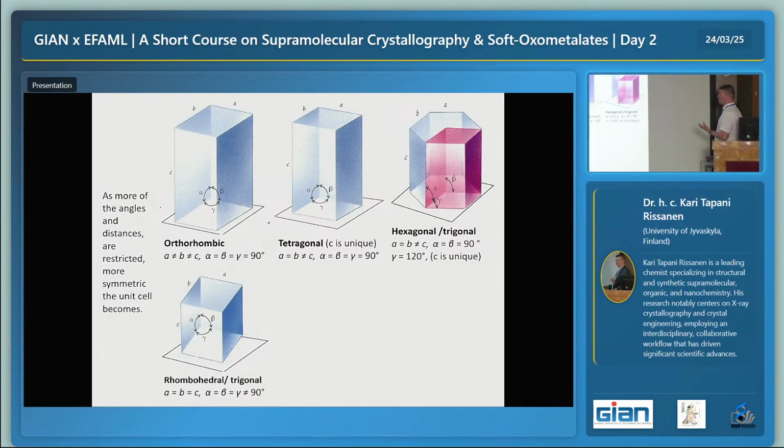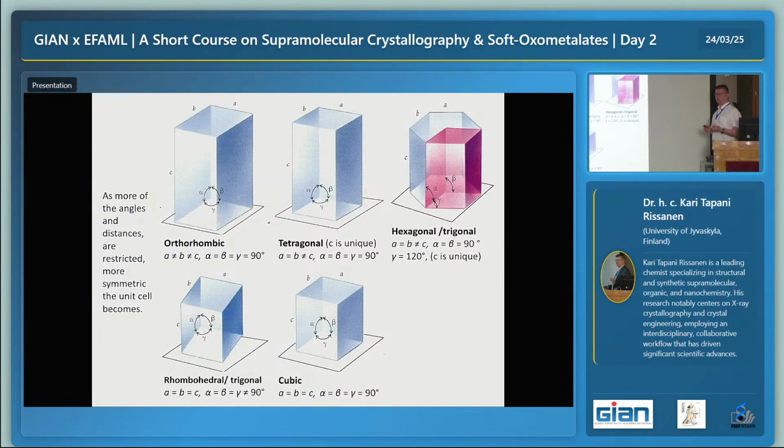Now the final one, of course, which is easy to understand, is the highest possible box you can create, a cube. The cube has A, B, and C equal, and alpha, beta, gamma are 90. So these are the only 7 possibilities, the 7 forms of a box you can organize repeatedly in 3 dimensions. There is no other form.